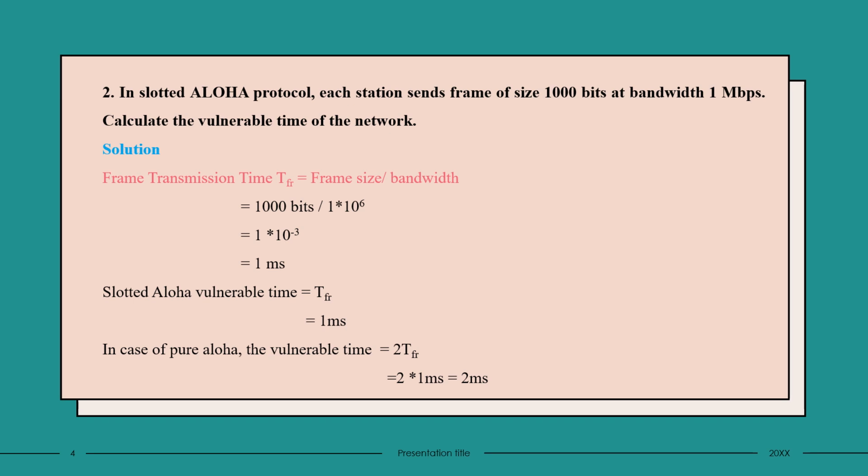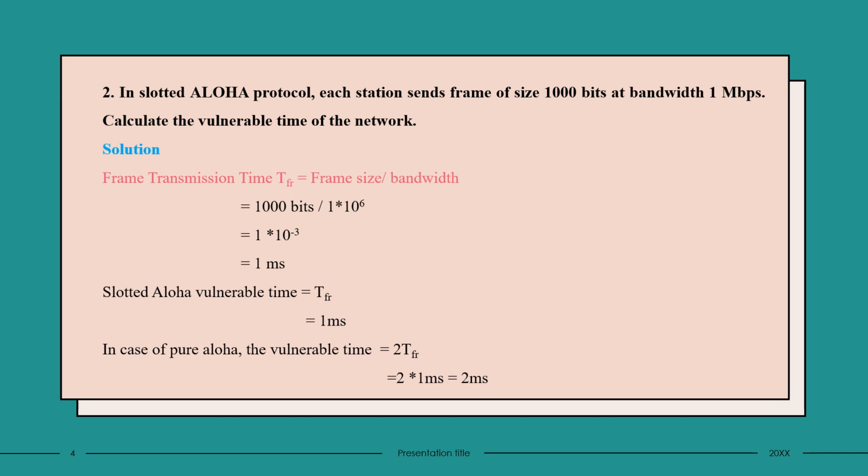When these two pieces of information are available, you can calculate the frame transmission time. In short, we represent this as TFR, that is frame transmission time. The formula for that is frame size divided by bandwidth. The frame size is 1000 bits divided by bandwidth. Bandwidth is 1 Mbps, which we can write as 1 into 10 to the power of 6. So this is 1 into 10 to the power of minus 3, which is nothing but 1 millisecond. So the frame transmission time is 1 millisecond.